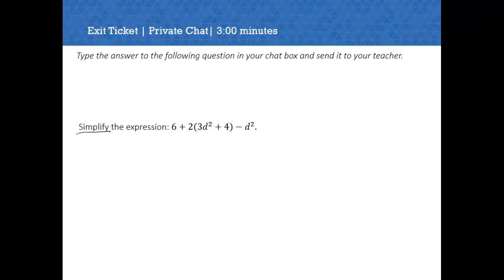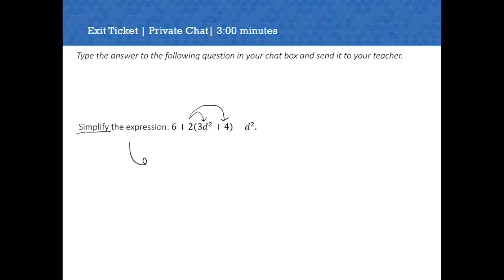So I would say do parentheses first, but we can see we cannot add 3d squared plus 4 because these are not alike. This is not 7d squared. You cannot combine anything that has a variable with anything that does not. So anytime we see a set of parentheses in the number out front, remember we need to distribute. So we're going to distribute here.